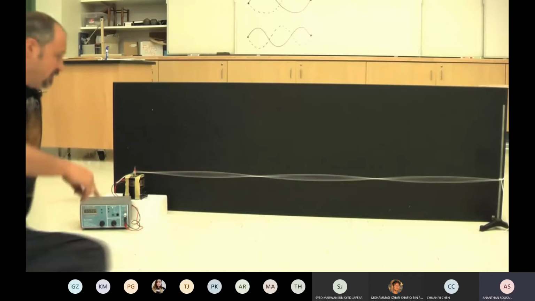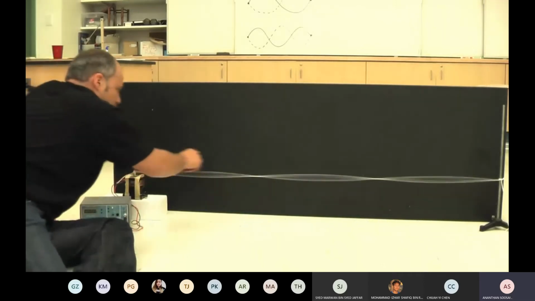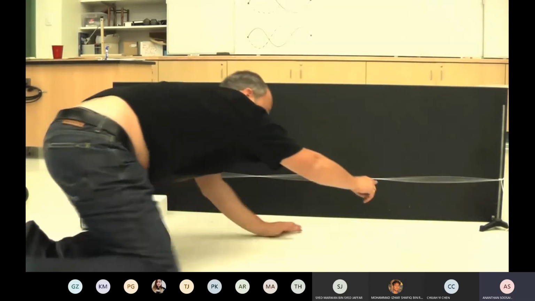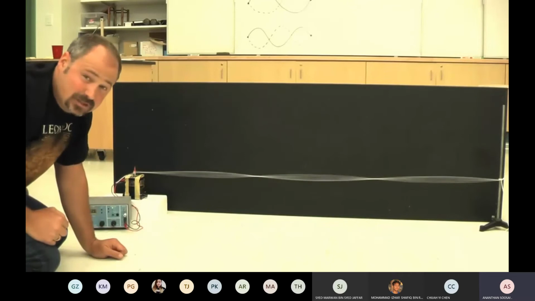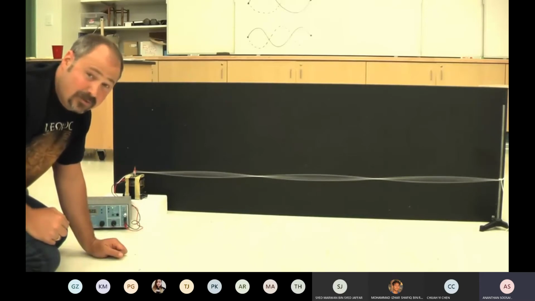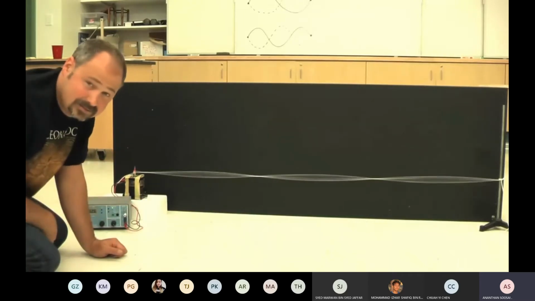So that's the third harmonic. How many wavelengths is this? Well, it's 1 and 1/2 wavelengths. And it's easier to see in high speed. So check out this shot with the high speed camera and verify for yourself that it is 1 and 1/2 wavelengths.